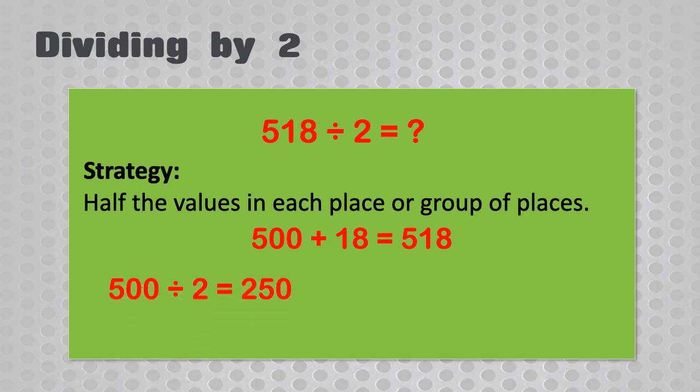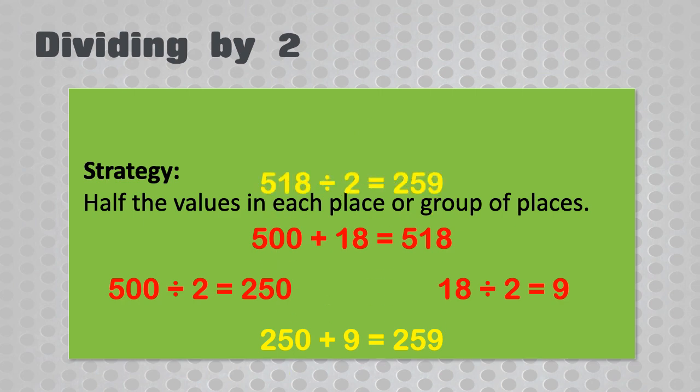Half of 500 is 250. Half of 18 is 9. 250 plus 9 is equal to 259. So that means 518 divided by 2 is equal to 259.